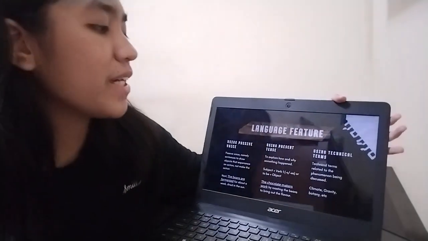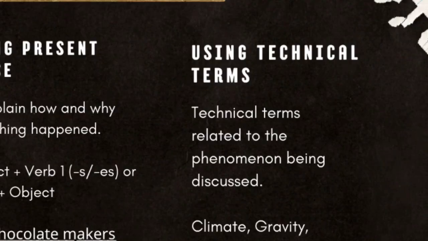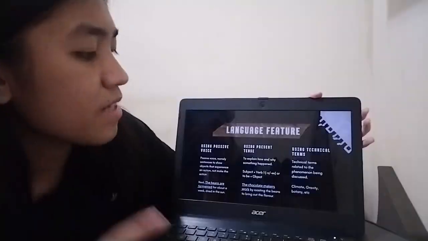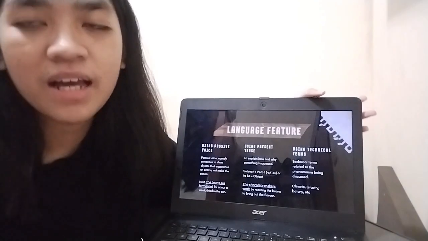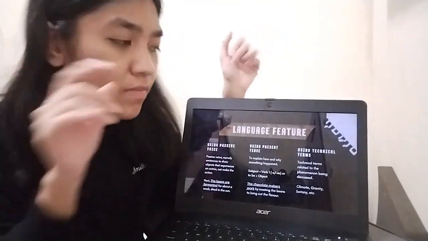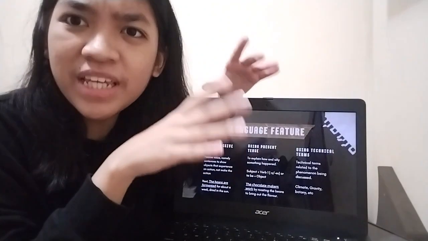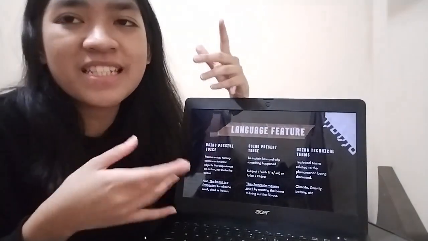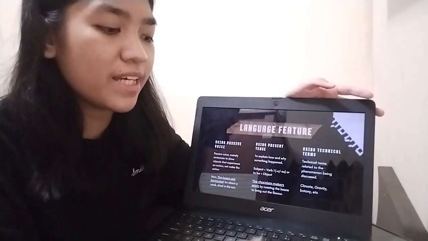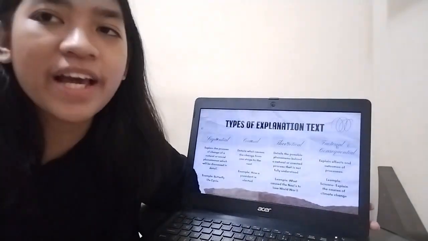And next we got using technical terms. Technical terms related to the phenomenon being discussed. For example, climate, gravity, botany, etc. And in short, technical terms are words or vocabulary that we haven't heard before, or just like using scientific terms.